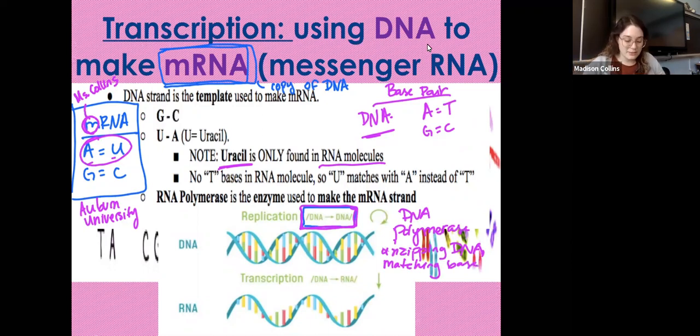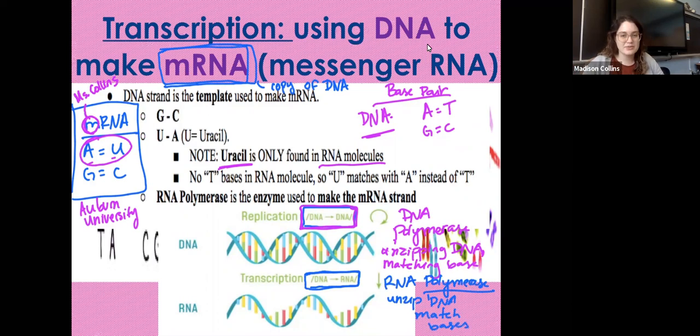Now, whenever we're talking about transcription, we're talking about DNA being used to make a copy of mRNA. And we still have a polymerase involved with this process, except this time, it's going to be known as RNA polymerase. But because it's a polymerase, it still has the same job. It's still going to unzip DNA and match bases. So let's figure out how that happens.